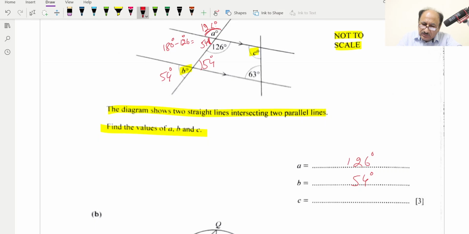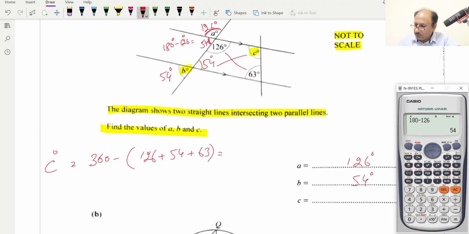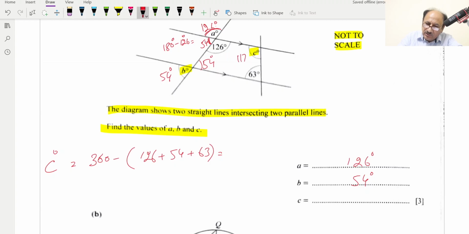Now angle c is required. We know that these four angles add up to 360. So we can write 360 minus (126 plus 54 plus 63), and this will give us the value of c. We can calculate this, 360 minus in brackets 126 plus 54 plus 63, and this will be 117. So our angle c is 117 degrees. Hopefully you understood this part also.